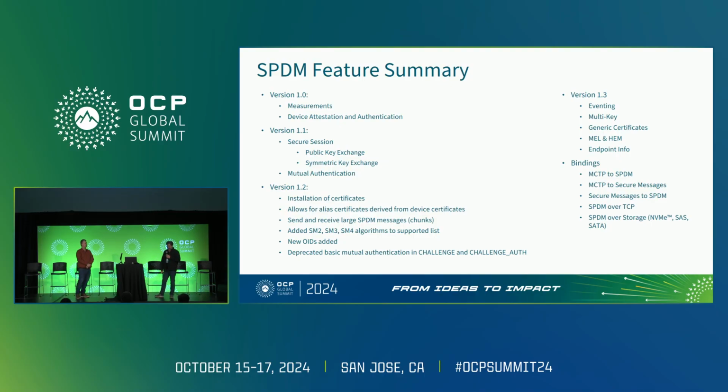Added SM2, SM3, SM4 mostly for China. New OIDs were added to help identify the use and purpose of the certs. And then in version 1.3, which is the current version that's out right now, we added eventing, multi-key, generic certs.